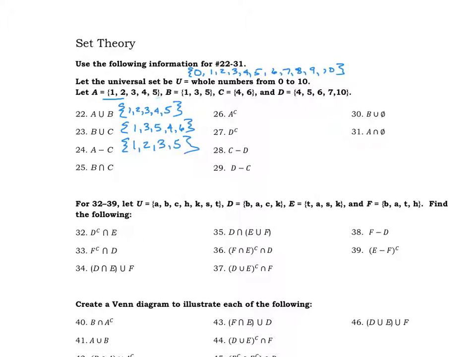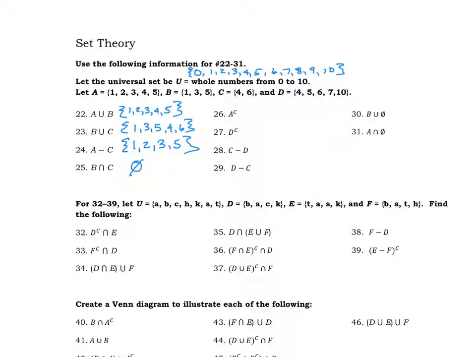Let me erase that mess there real quickly. All right, and then now I want the intersection of B and C. So let's see if they have anything in common. B has 1, 3, and 5. C has 4 and 6. They don't have anything in common, so their intersection is going to be the empty set.